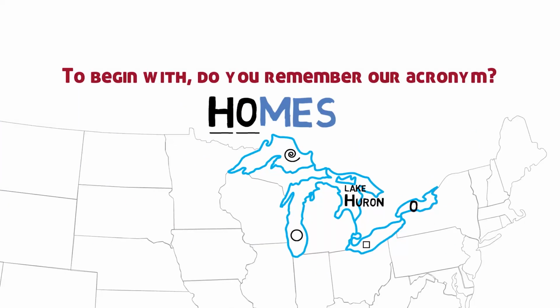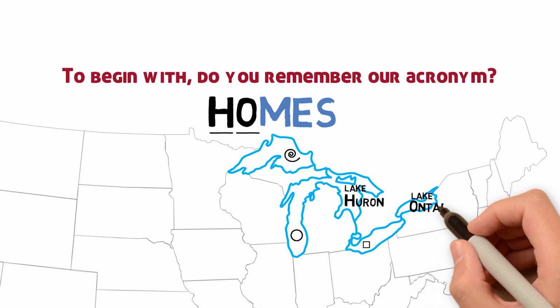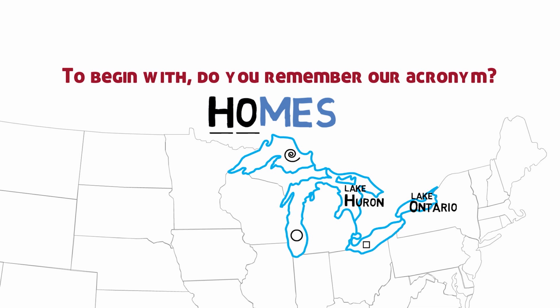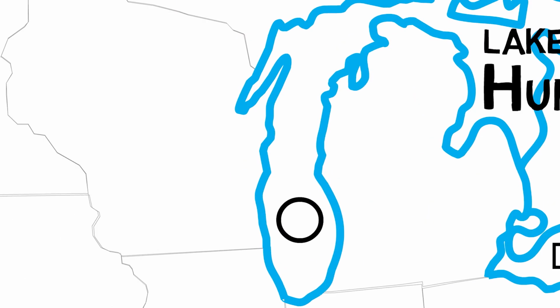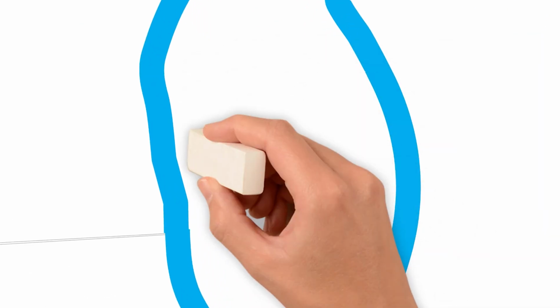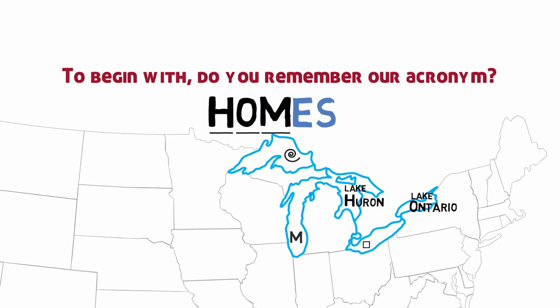Now that we have put our O in, what does O stand for? If you said Ontario, you would be correct. Our third letter in our acronym is M. What symbol do we need to erase in order to put our M? If you said circle, you would be right. Now that we've put our M in, what does M stand for?